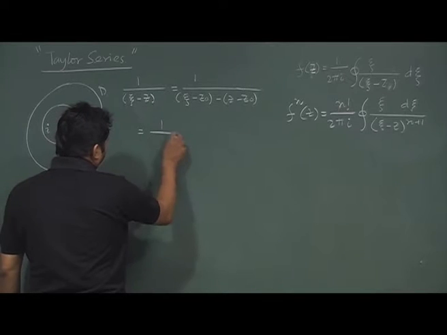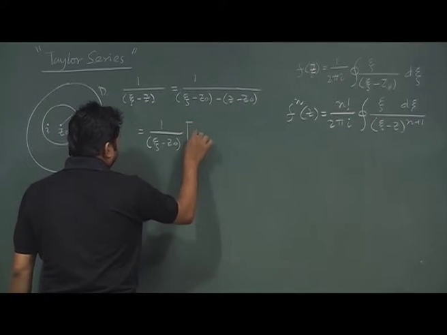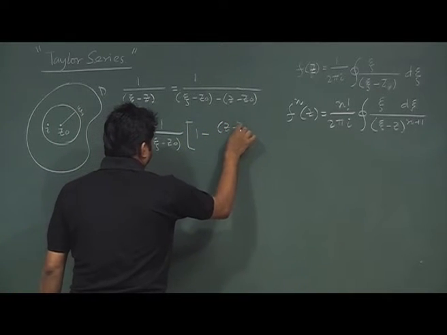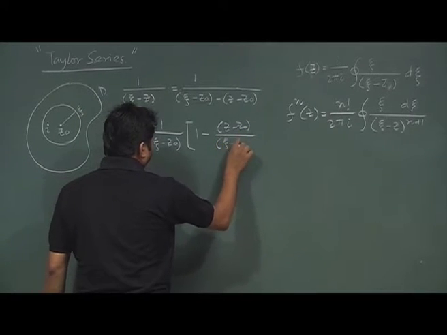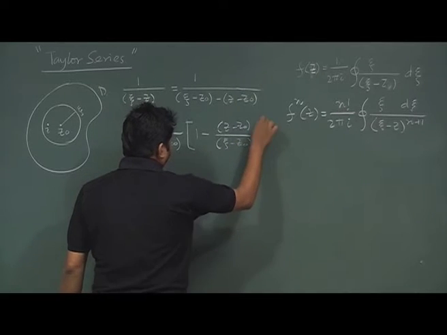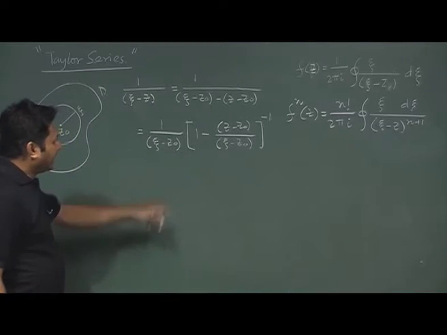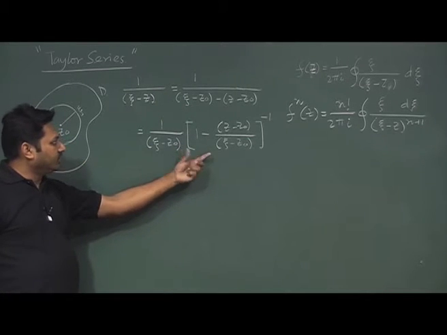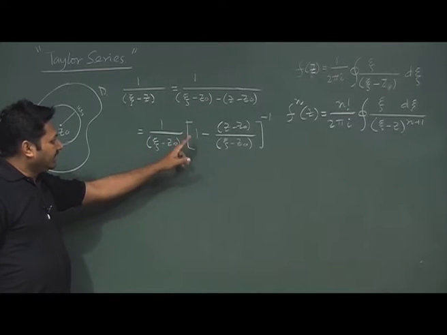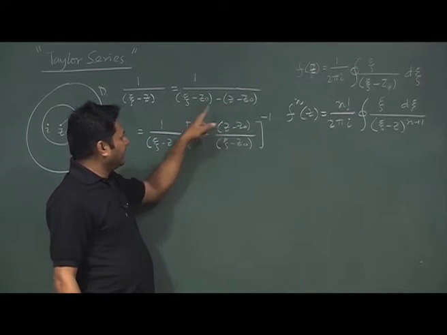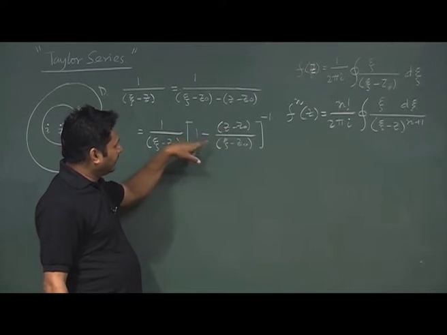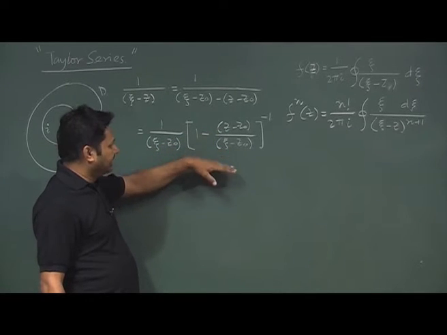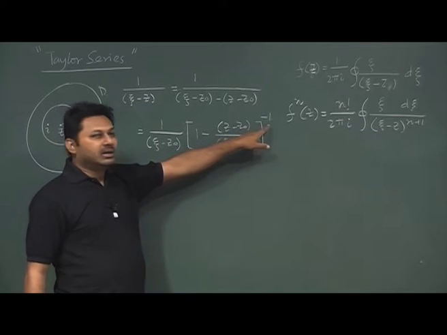Now what I will do is take xi minus z0 common out of here, and I will have an expression (z minus z0) divided by (xi minus z0), whole to the power minus 1. Again I rewrite the same expression in a different way. I take this common outside, then it will be 1 minus (z minus z0) divided by (xi minus z0), and I can write it in this way with the power minus 1.